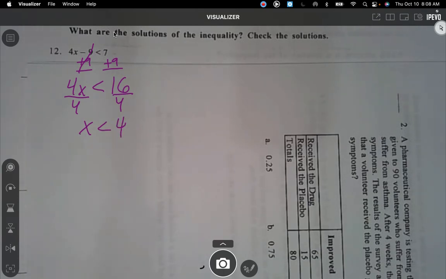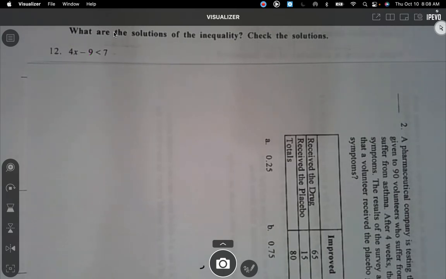Open or close circle? Open circle. Oh wait, we don't have to graph. Sorry. But it would have been an open circle. Everybody good with that one? X is less than 4 is all you need. Is anybody writing? No? Okay.